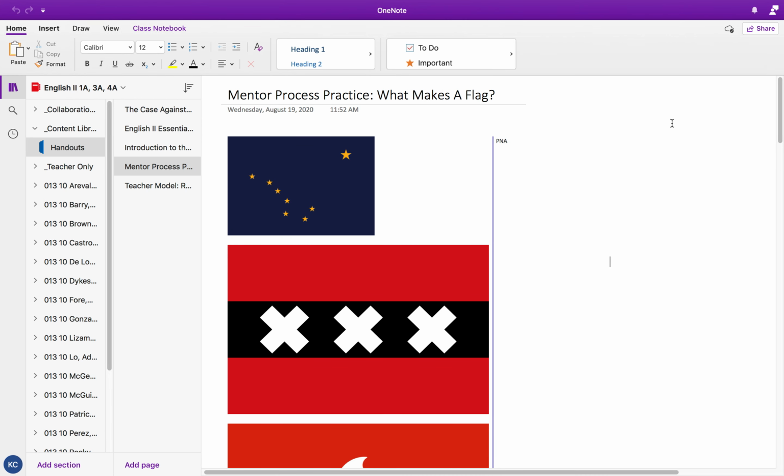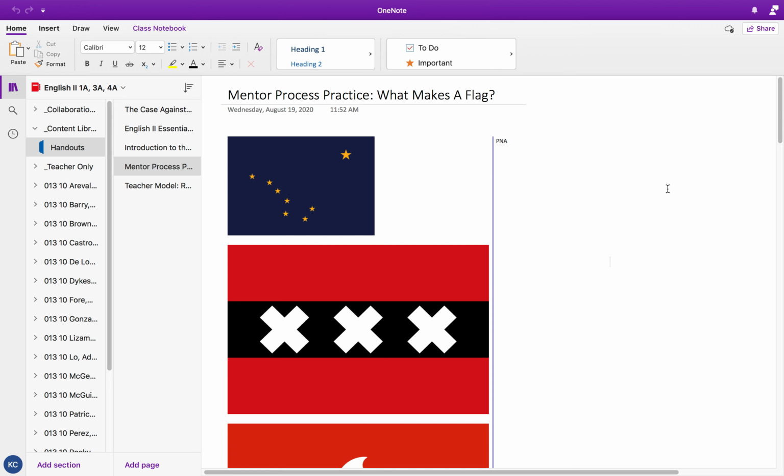Now that we've talked about the Writing with Mentors process, we can get started with some practice. We're going to be looking at flags as a way to create a list of criteria for quality. As we know, flags are really important to all the different cultures of the world, so it only makes sense that there would be specific criteria for what makes a good flag, right?